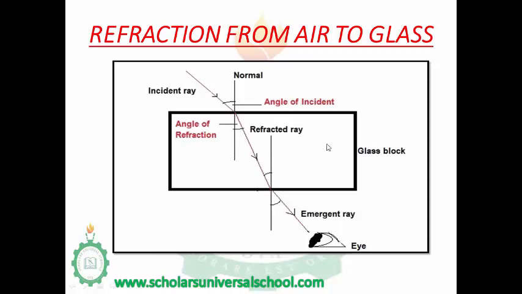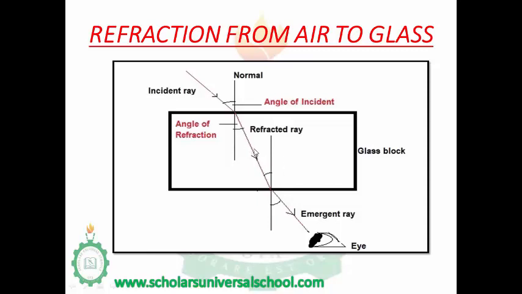Now this is a diagrammatic illustration of refraction. Look at the incident ray here. The incident angle is just the angle between the incident ray and the normal. If you look at this, the ray is moving from air to the glass block. You notice that the refracted ray is moving towards the normal.